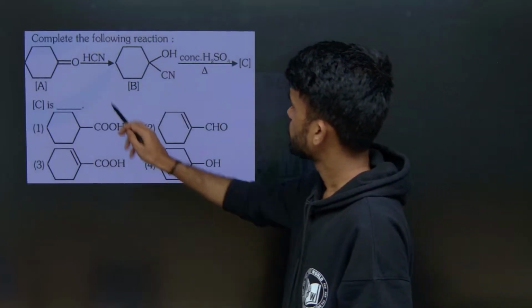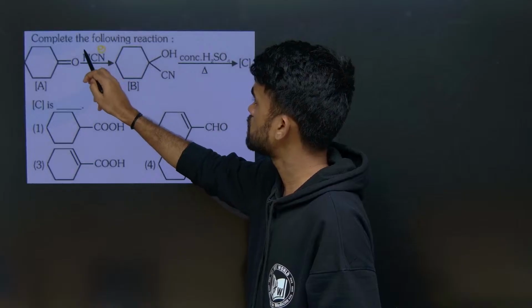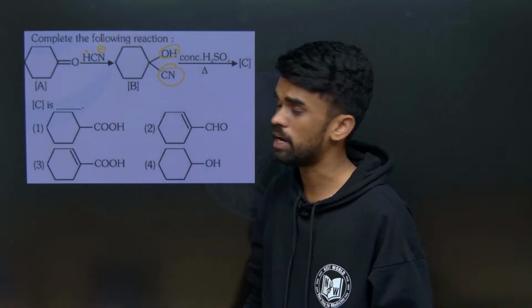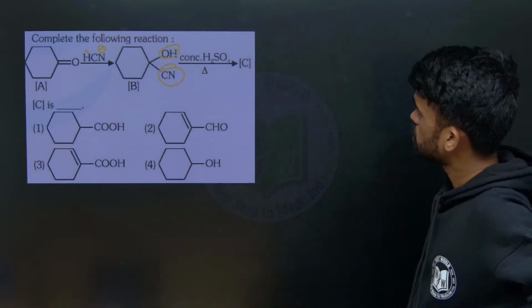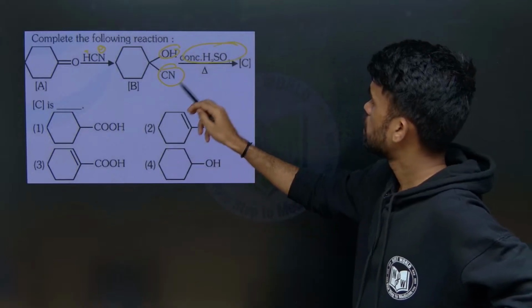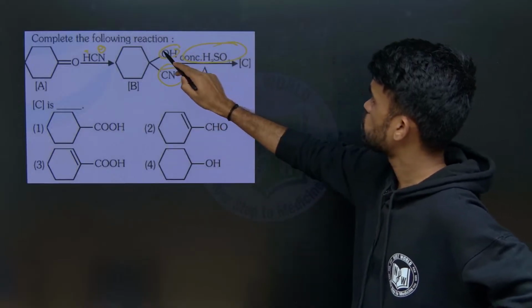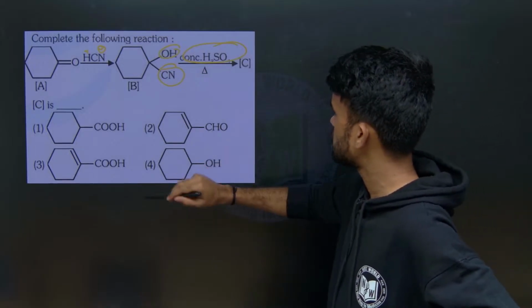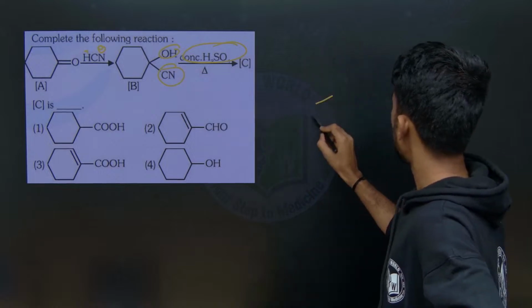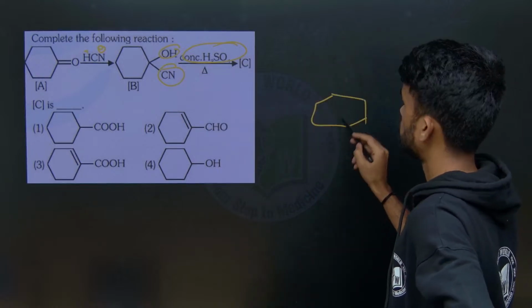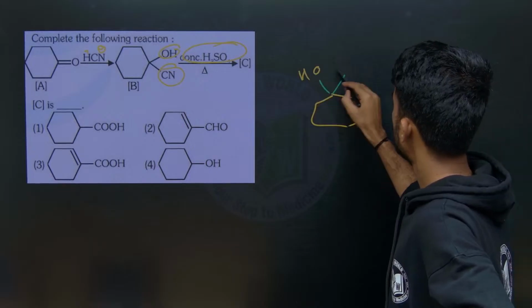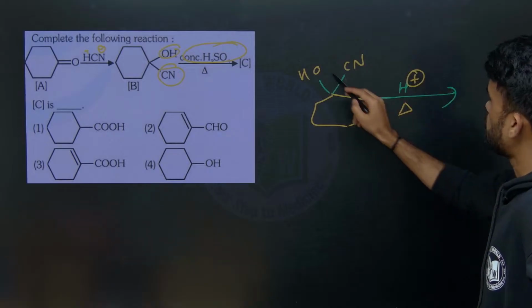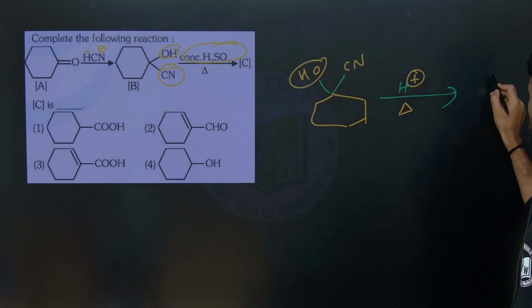Here you should add CN minus and H plus to this, so it will become OH CN, a cyanohydrin we can say. Now concentrated sulfuric acid. If we add this, this OH minus and this H plus will be eliminated. Whenever this elimination reaction takes place, I will write OH CN like this. I am adding H plus to this. So what happens? OH and H plus are removed as a water molecule.